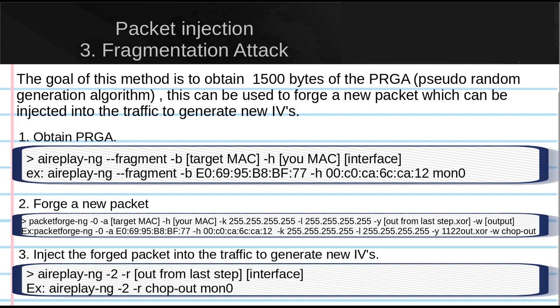So the concept is very simple. We're gonna capture a packet, determine its PRGA, forge a new packet, and then inject that packet into the air. So let's see how we can do this.